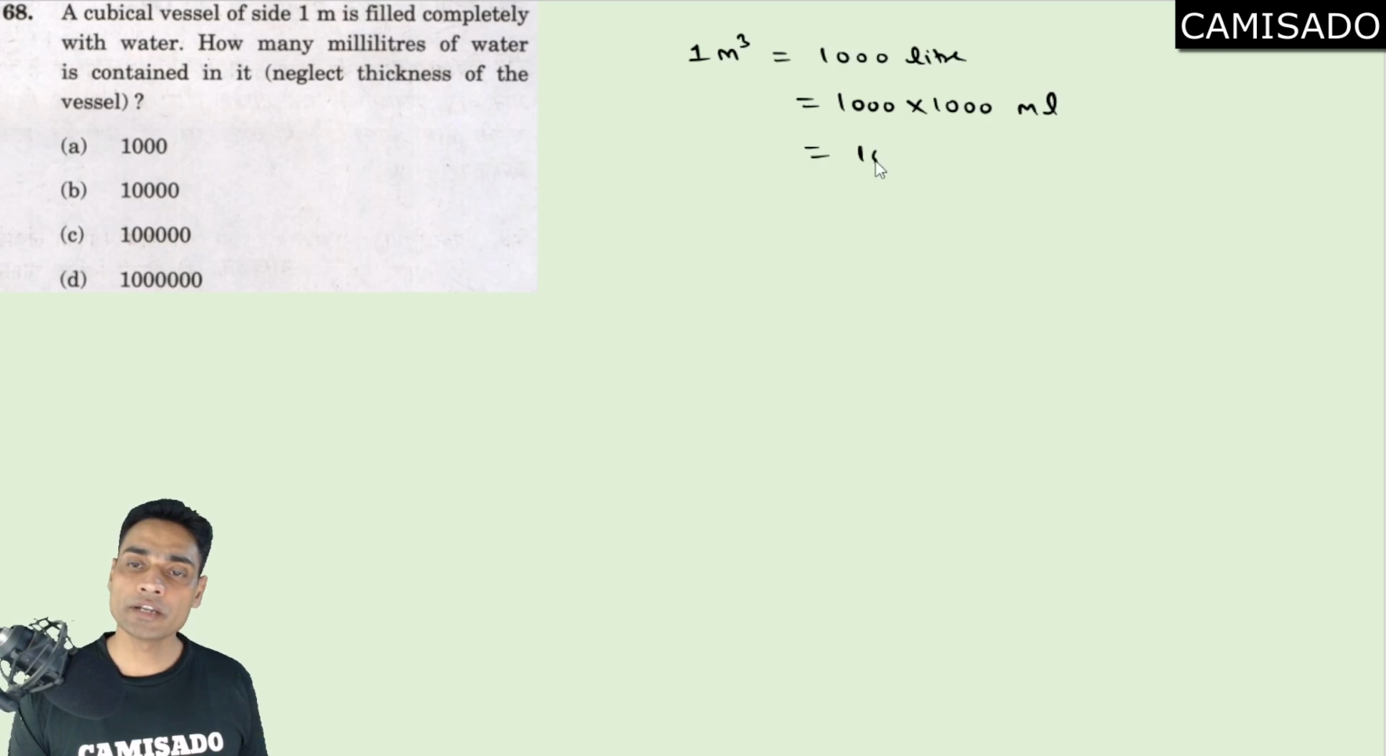Now next, 68. A cubical vessel of side 1 meter is completely filled with water. How many ml of water does it contain? See, it's a cubical vessel, therefore the volume is 1 meter cube. Now 1 meter cube is equal to 1000 liter basically. So 1000 into 1000 milliliter, ultimately 10 raised to power 6 ml. So D is the correct option.